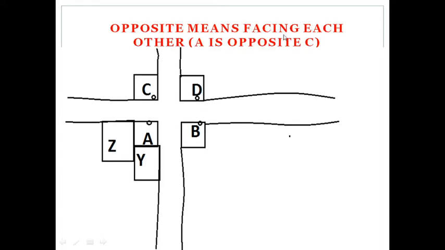When they say opposite, they mean facing each other. This is our reference point A. So which building is opposite A? If this is the front of A, the building opposite A is C. That's why I said A is opposite C, or C is opposite A. They are both opposite. They are facing each other. That is the meaning of the word opposite. I think that one is quite clear.